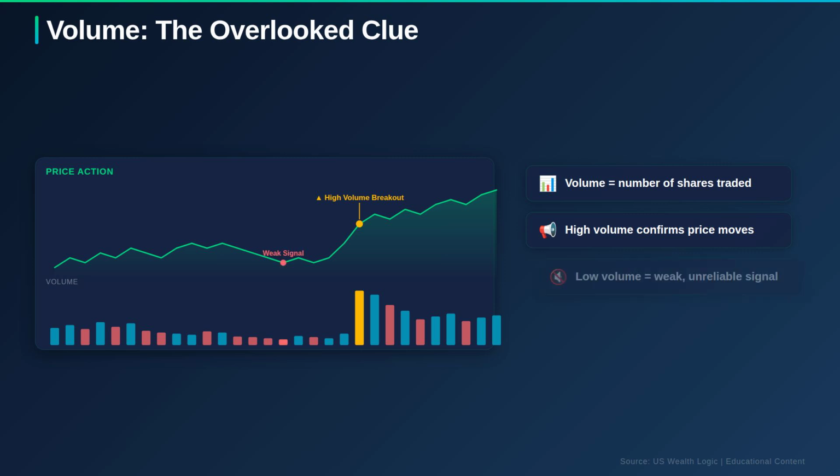Volume is like the volume knob on your TV. A big price move on low volume? That's a whisper, hard to trust. A big price move on high volume? That's a shout. The market means business.